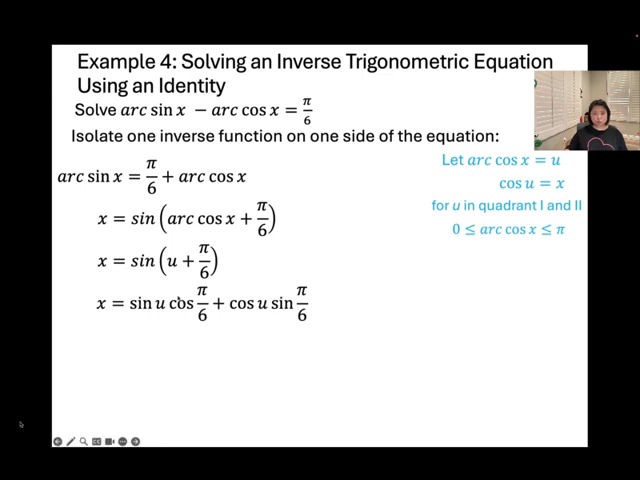Think about it. What is cosine pi over 6? Use the special triangle, or you can use the unit circle. Cosine pi over 6 will be equal to root 3 over 2. How about sine pi over 6? That's going to be equal to 1/2, right?